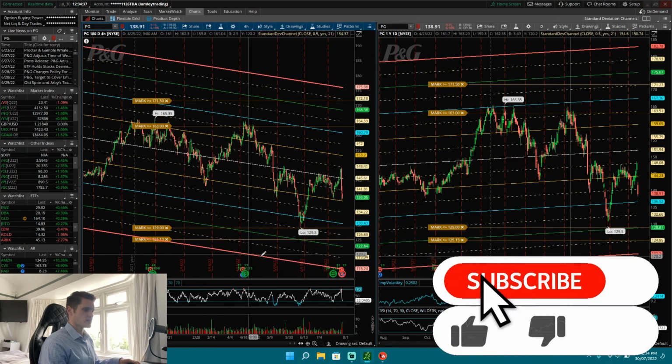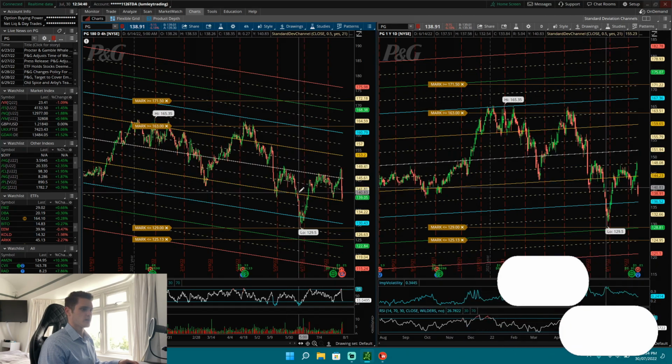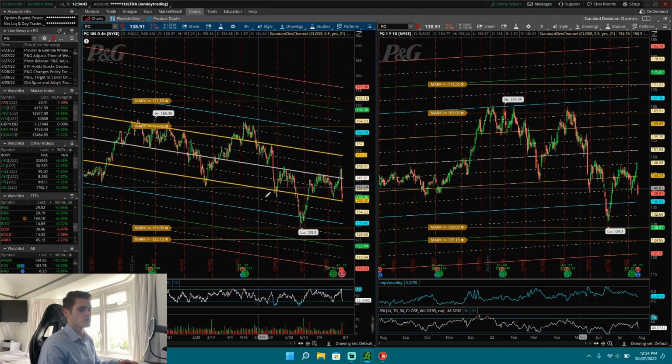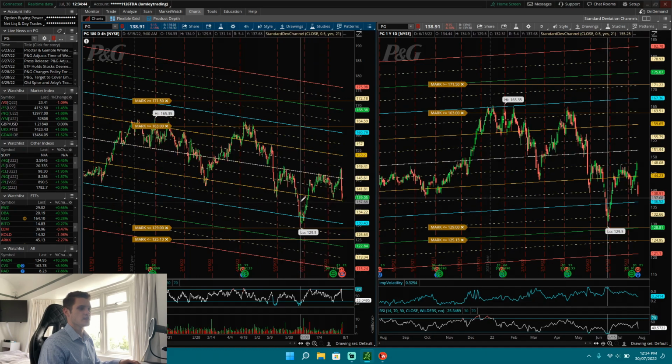So now everything is set up, and this is how we're looking at it. Like I said, we're really going to most of the time just ignore this first deviation and instead wait for that second or third deviation.